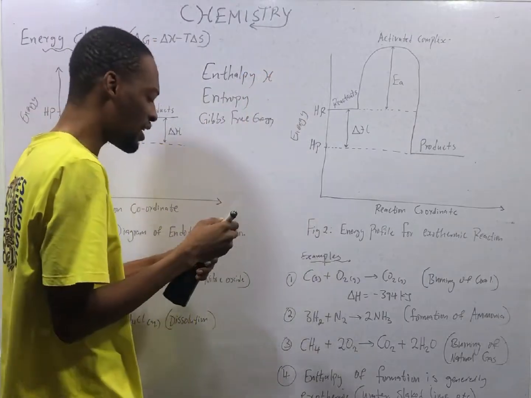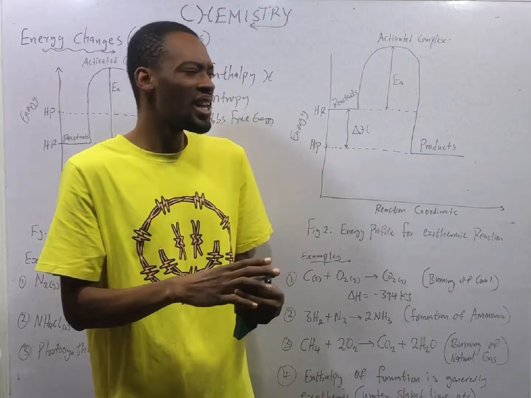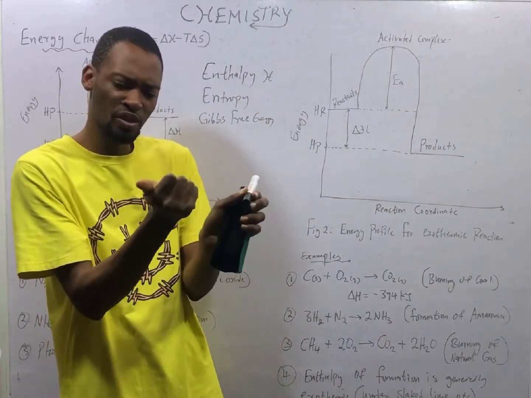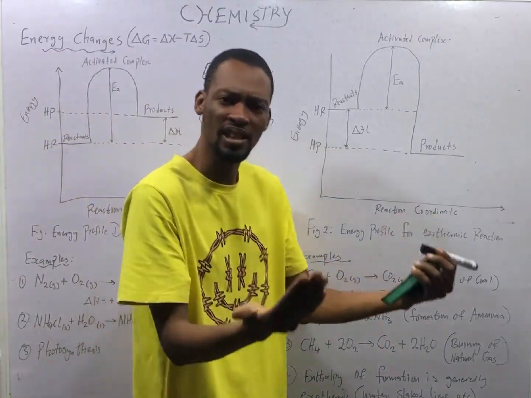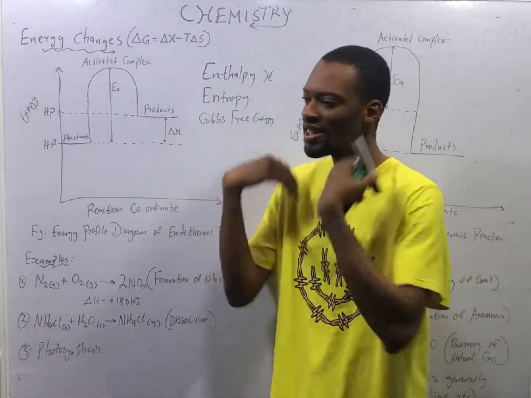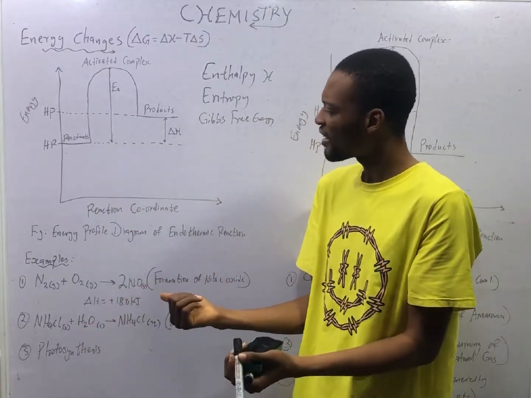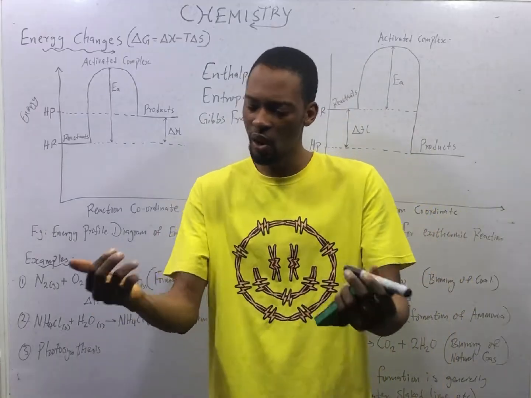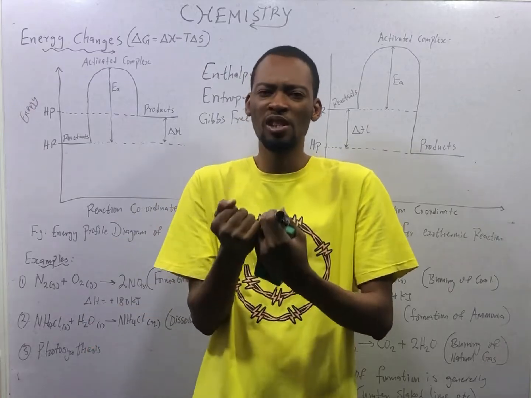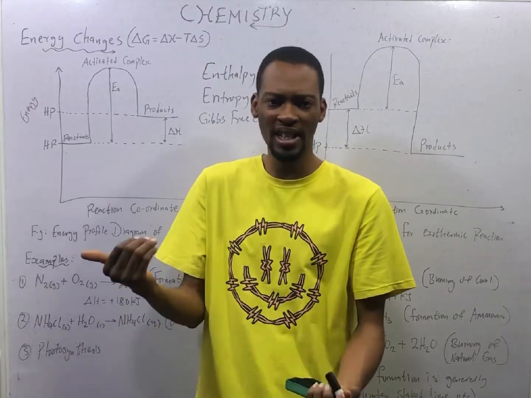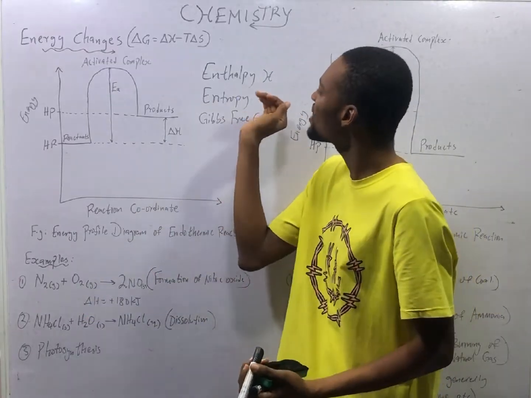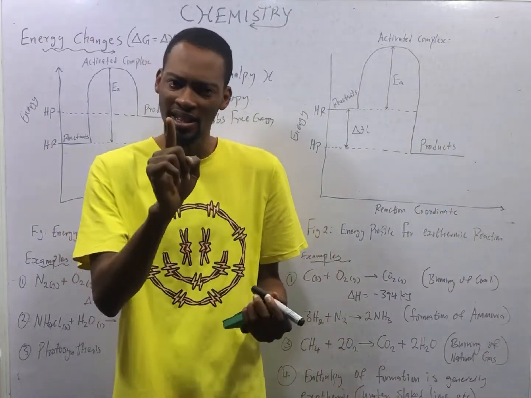Enthalpy, represented by H, is the energy content, the heat content of a reaction. The heat the reaction possesses. Some reactions give out heat, some reactions require heat. For example, burning of a candle gives out heat to the environment, while ice that is melting requires heat from the environment to be able to change from the solid state to the liquid state. In both cases, you see that there is the presence of heat. So the heat content of a reaction is enthalpy.